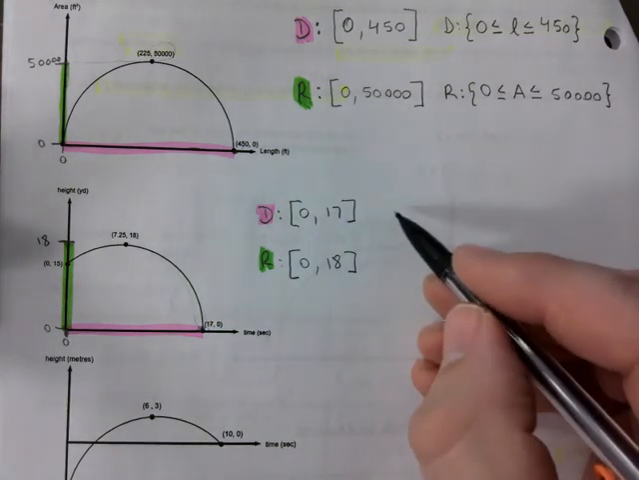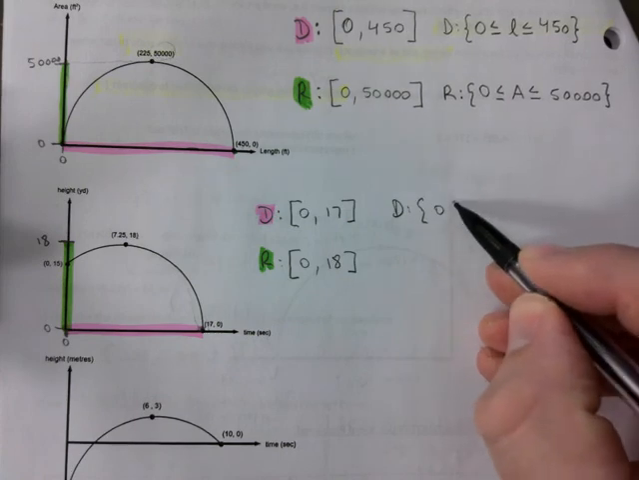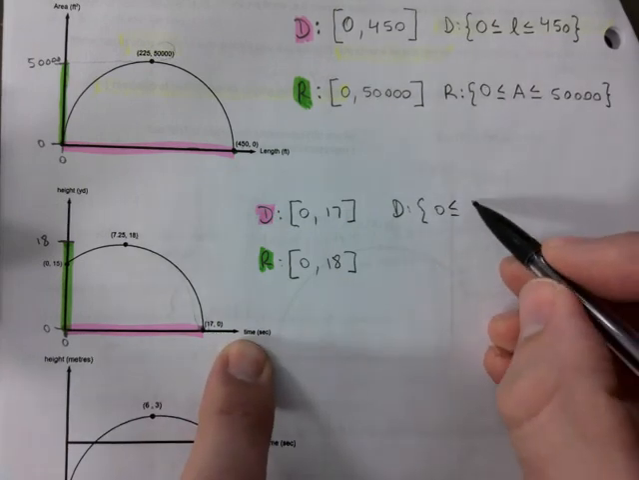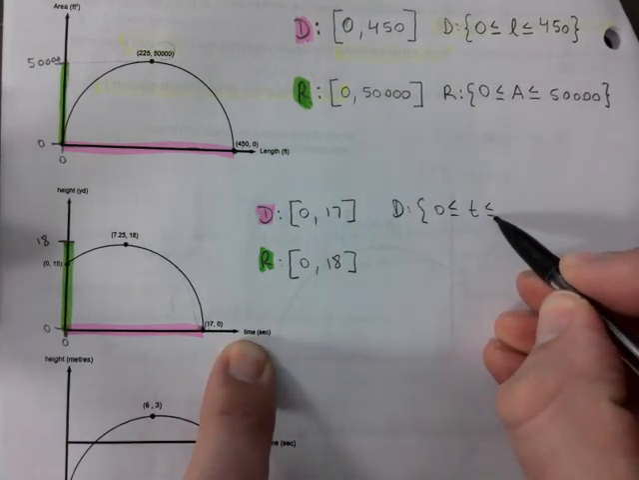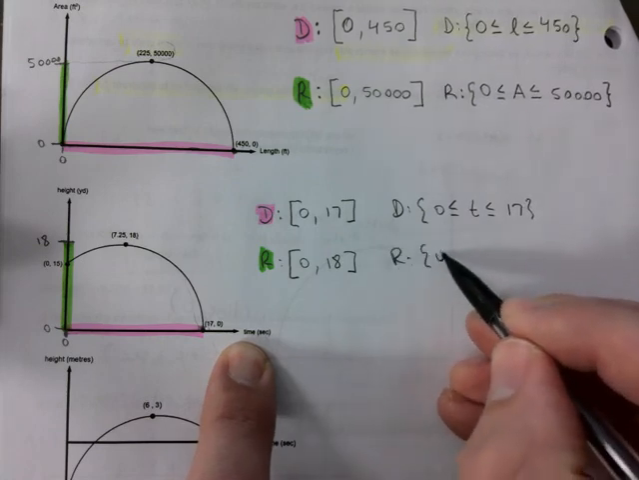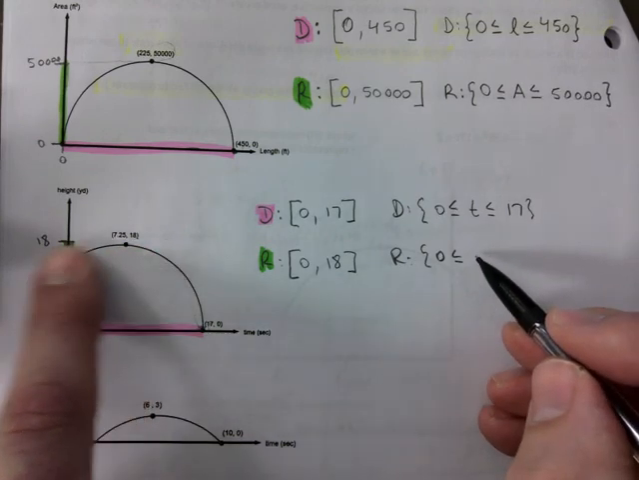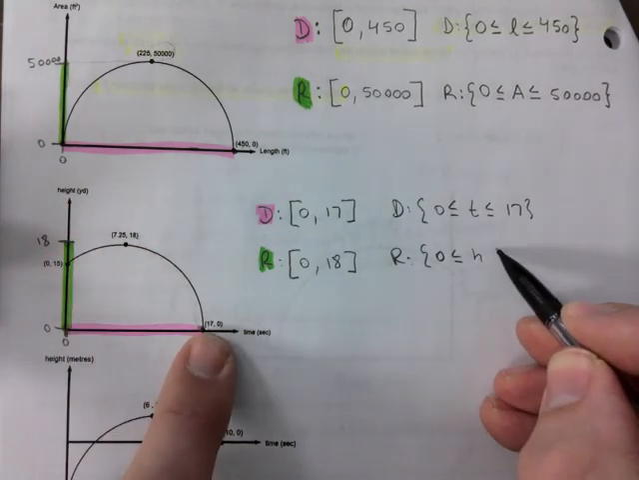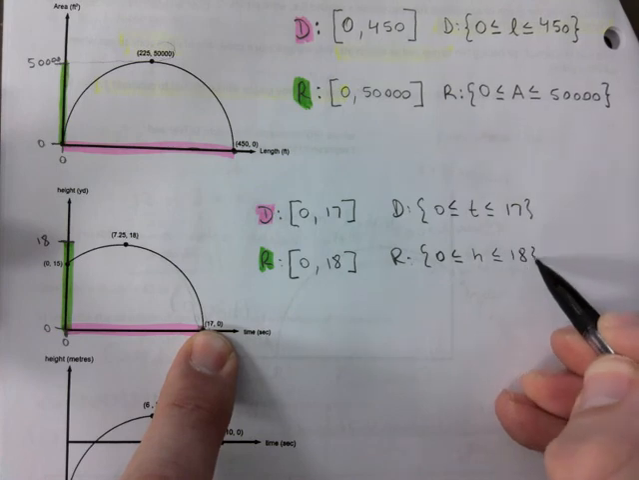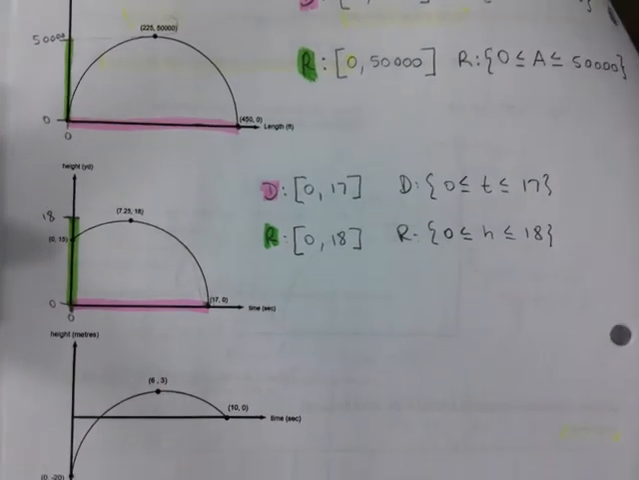And let's do this one here for the domain. Set notation 0, and I'm going to use t for time, 17, and my range, I'm going from 0 all the way to 18, and I'm going to use h all the way to 18 like that. Okay, so that's that.